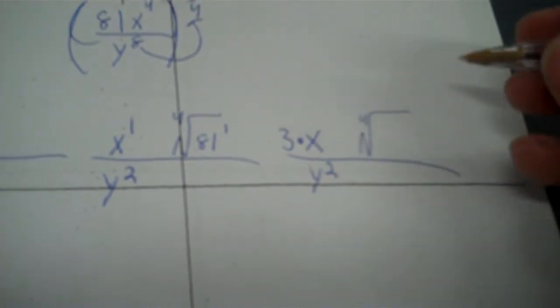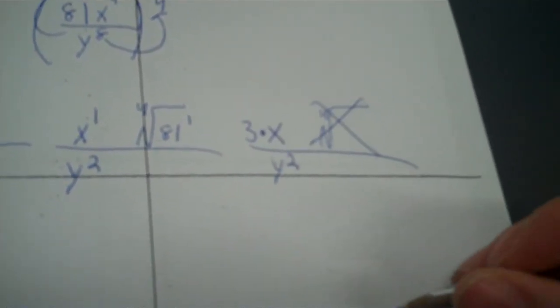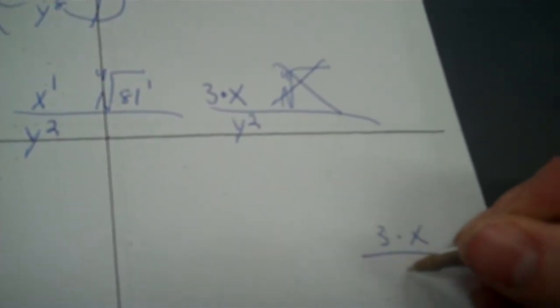3 equals 3 on the button. Once again, that goes in the front, not in the radical. So the radical's empty, ditch it. So your answer is 3 times x over y to the 2nd. Once again, if you have a y on the bottom, you need to place it on bottom and carry it over on the bottom.